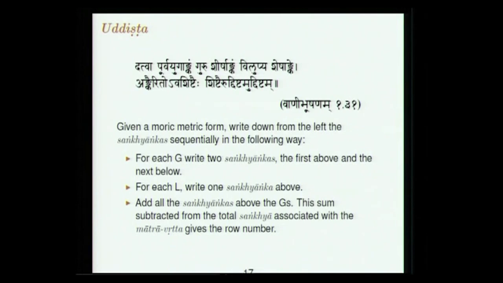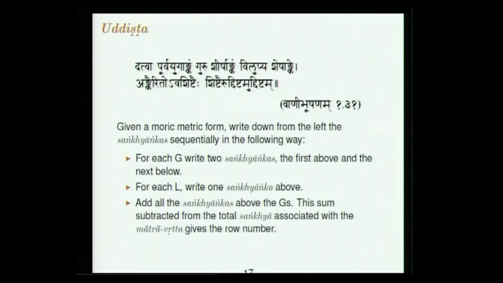So, the rule is, for each G, write 2 sankhyankas, the first one above and the second one below. And for each laghu, just write 1 sankhyanka above. Add all the sankhyankas above the gurus. This sum subtracted from the total sankhyanka gives you the row number. Datva purva yugankam guru shirshankam vilupya sheshanke ankairito avashishtaihi shishtaihi uddishtam.